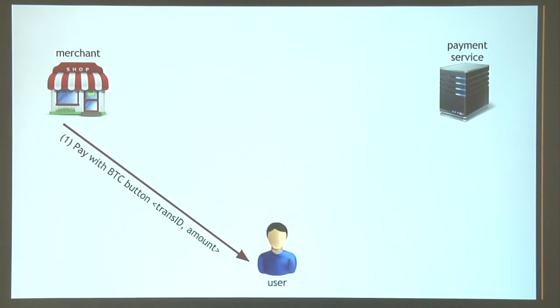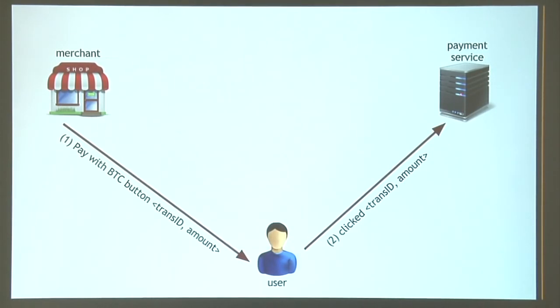The user, if they want to pay with Bitcoins, will click that button. That will cause information to be sent to the payment service as an HTTP or HTTPS, ideally, request, which says that that button was clicked. Here's the transaction ID from the merchant. Here's the amount. And of course the identity of the merchant is implicit here.